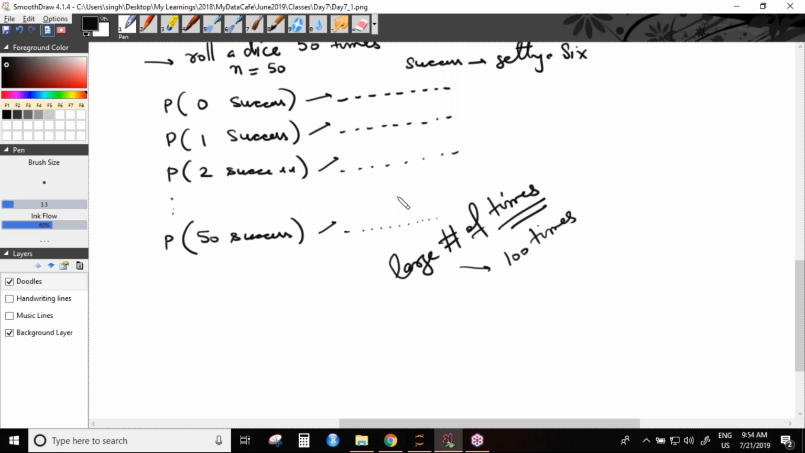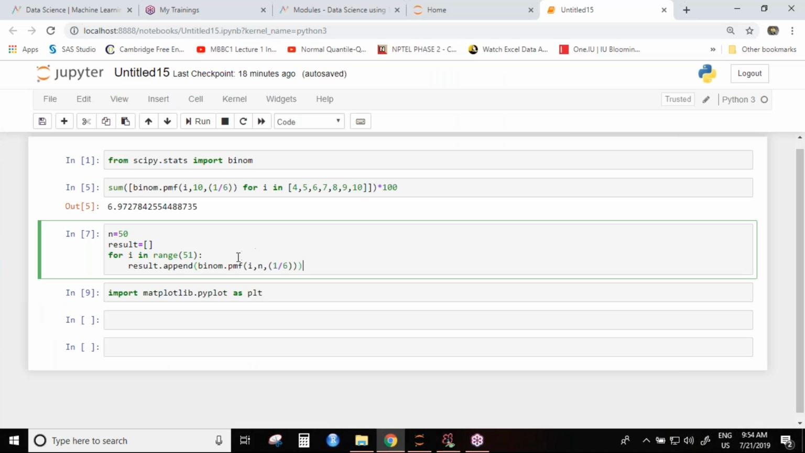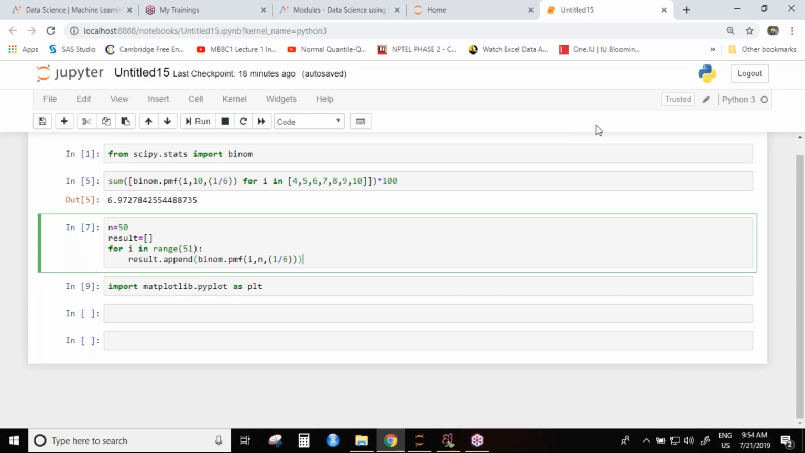So let me do that. How do I do that now? I'll have to write another loop which goes from 1 to 100, and within that loop I'll be doing this.